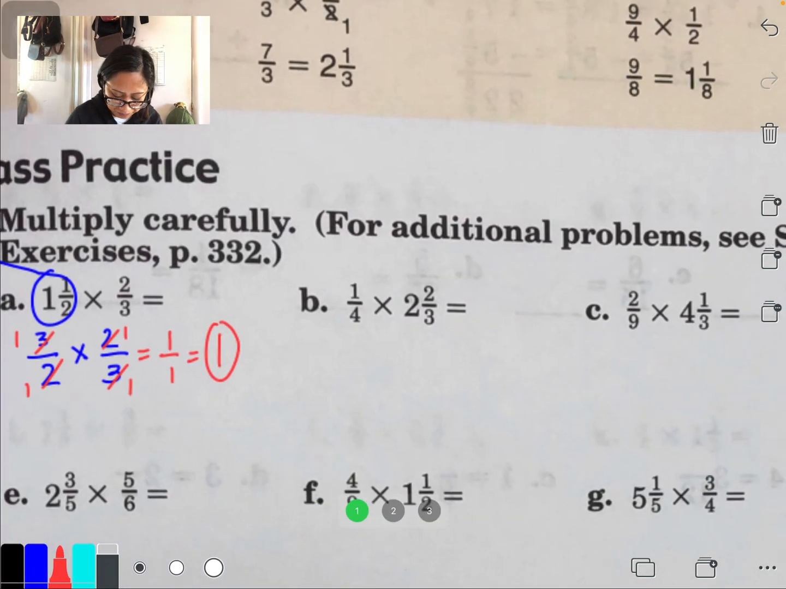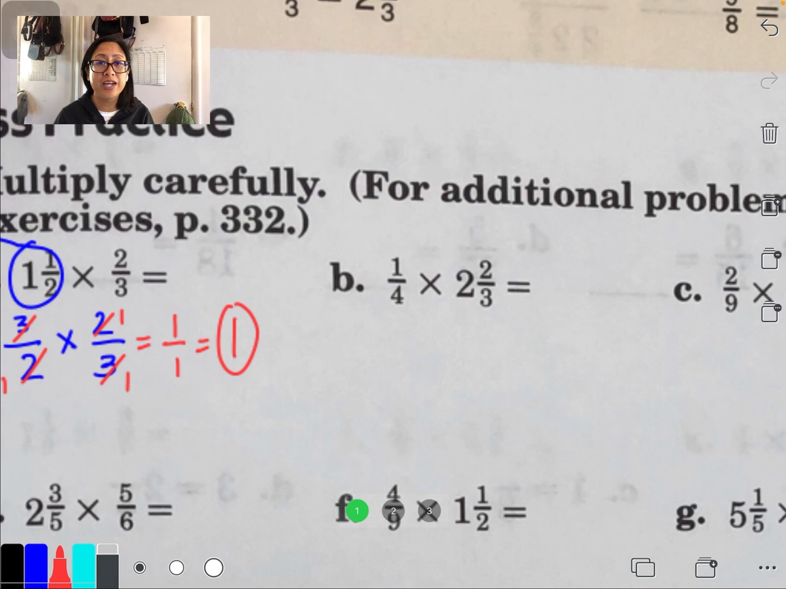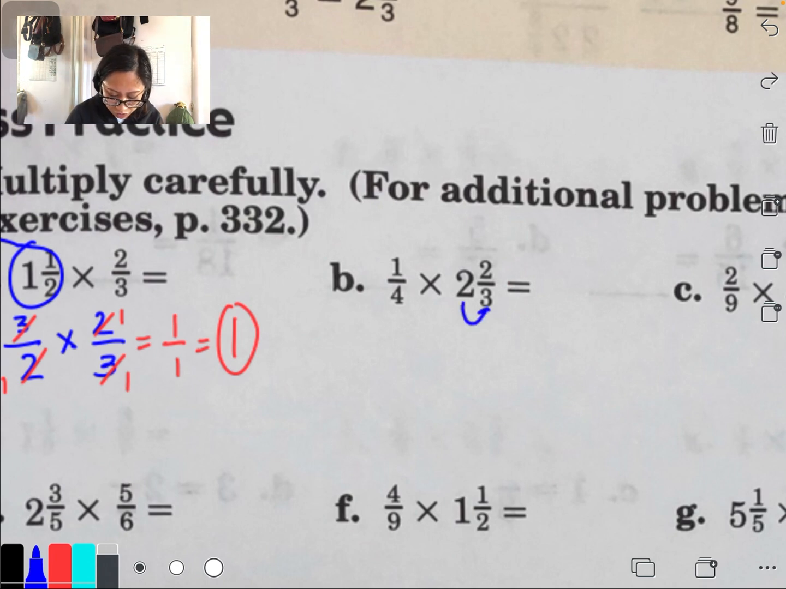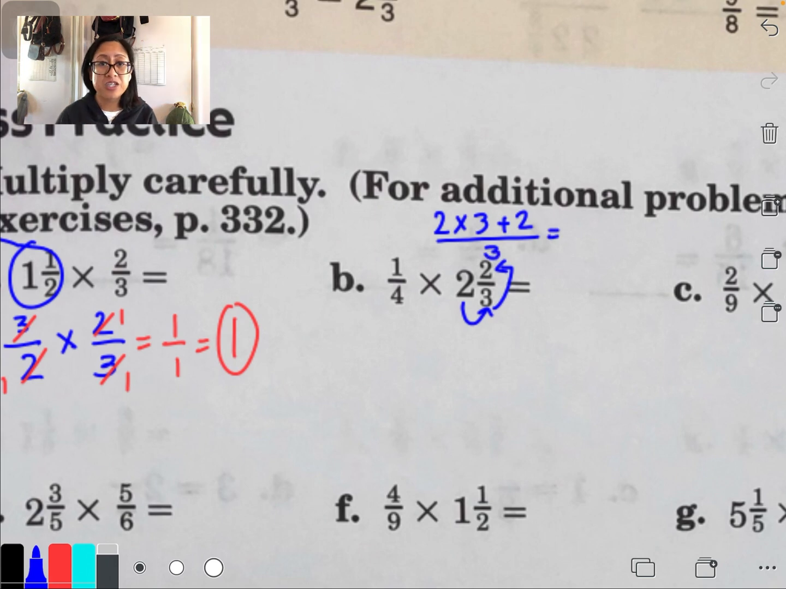So let's look at B. I've got 1/4 times 2 2/3. Take a look at the mixed number, 2 2/3. I've got to change that into an improper fraction. Now you can do it in your head, but if you would rather use scratch paper to write it out, here's what you would do. 2 times 3 plus 2 over 3, okay? In case you want to see it.